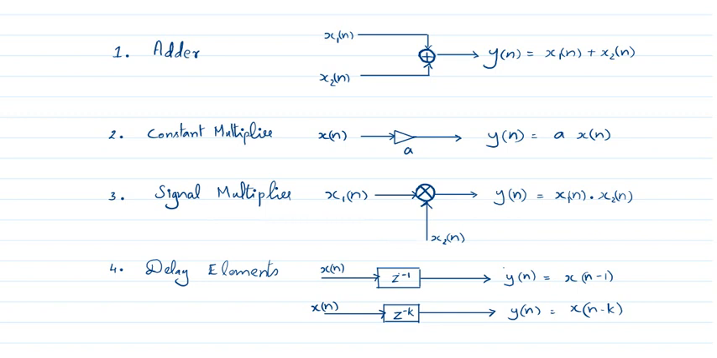Next one is the delay element. Here you can give some delay to your input. So x of n is the input and you give the delay z raised to minus 1. So the output will be x of n minus 1. So z raised to minus 1 means you give one delay to the input. If it is z raised to minus k, you give the input n minus k delay, so y of n equals x of n minus k.